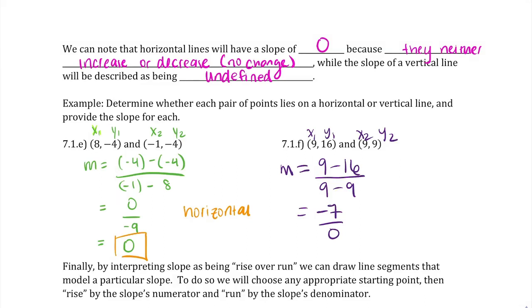Now this should clue into your mind that we can't divide anything by 0 in math. And so then, because of that, we say that the slope is undefined. And again, referring back to the earlier notes, when we rise but don't run, then we have a vertical line.